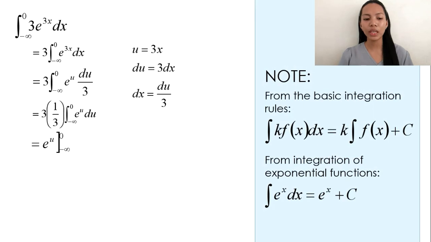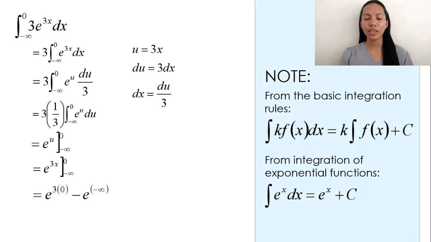So, the next step will be e raised to u from the limits negative infinity to 0. Then, isa-substitute na natin ulit ang u, which is equal to 3x. So, e raised to 3x from the limits negative infinity to 0. So, dito is i-plug in na natin ang ating upper limit and lower limit, which is 0 and negative infinity. So, it is equal to e raised to 3 times 0 minus e raised to negative infinity.